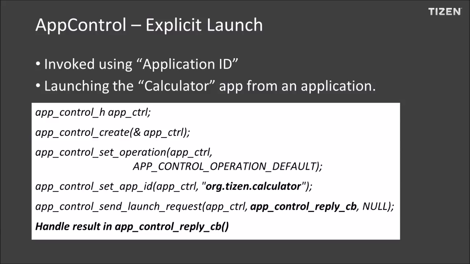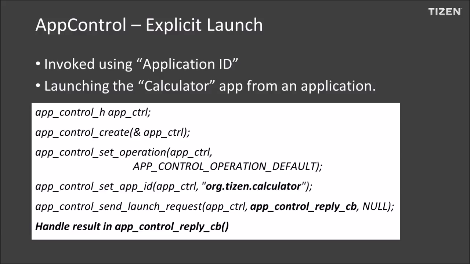Applications can be launched explicitly if the application ID is known beforehand. This can be useful for cases where we would like to make use of the functionality provided by preloaded applications like browser, calculator, etc. In order to do an explicit launch, the following steps are required. Declare an app control handle. Initialize it using the app control create API. Set the operation to be performed on the handle. In this case, default would mean that we simply want to show the calculator.